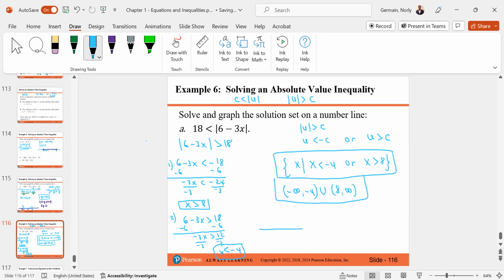And if you want to express it on a number line, remember the number line: 0, 1, 2, 3, 4, 5, 6, 7, 8, and you have negative 1, negative 2, negative 3, negative 4. You know what we need to do. We know x is less than negative 4, and x is greater than 8, not inclusive. Okay? So that's the solution set. Very important to see, of course.